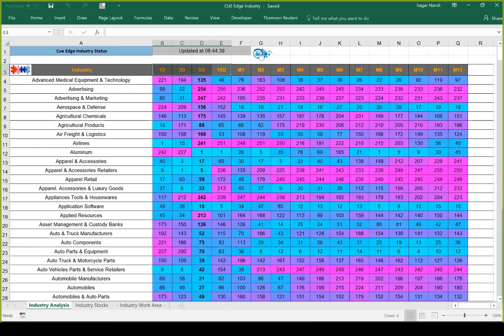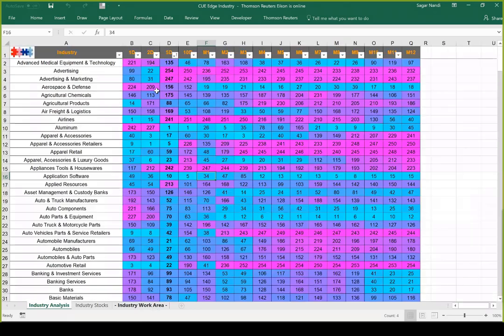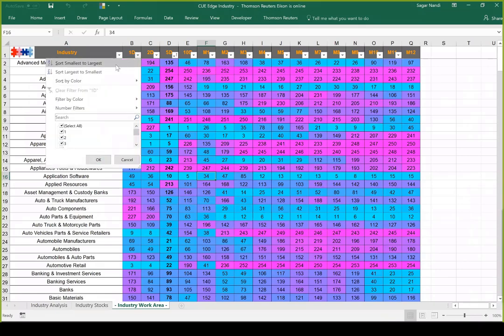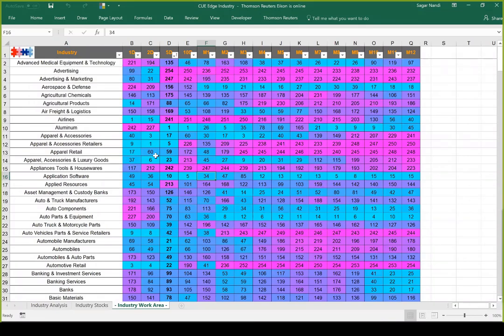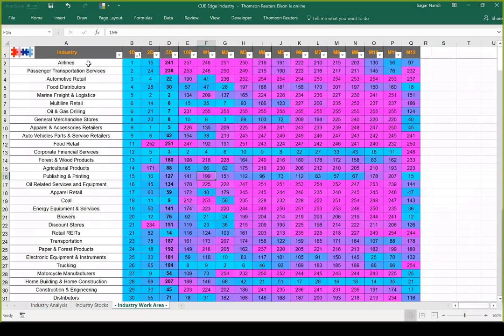Once we open it, we can click this button to copy the data into the industry work area, where we may sort it, slice, or dice it. If we sort it on one day from smallest to largest, then we can see that these are the industries that were performing very well on Friday.